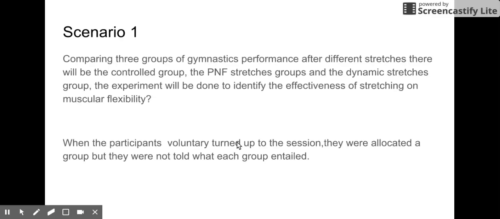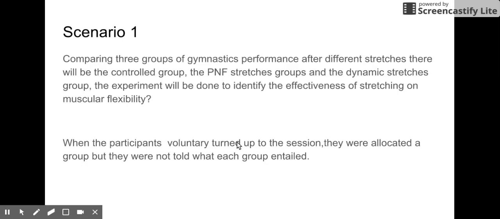They volunteered, so participants have the right to choose whether they take part in the experiment. They've optionally turned up to this session. They've given informed consent, so this means that the participants would have given verbal or written consent saying they do want to participate, or they don't.